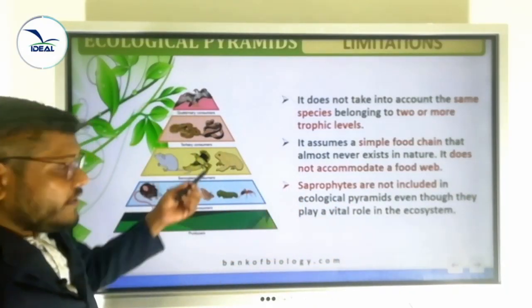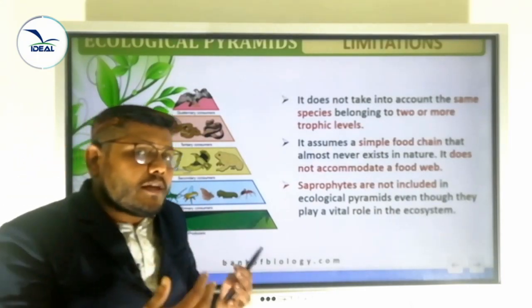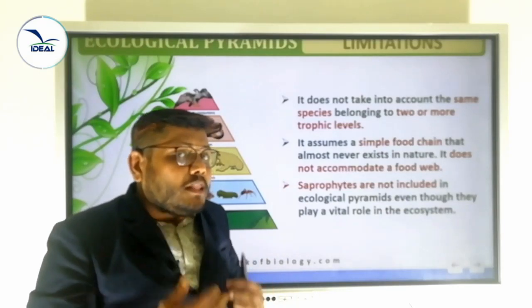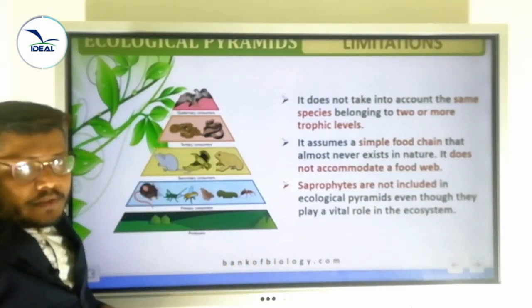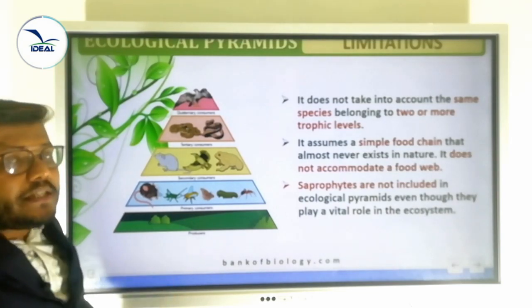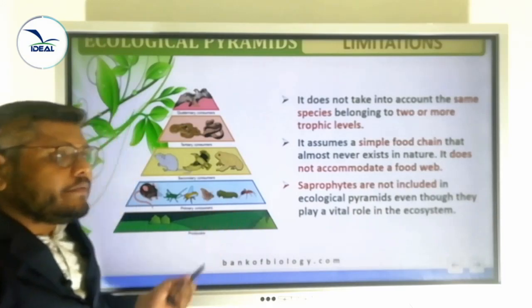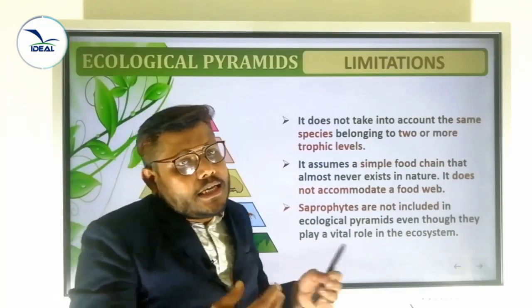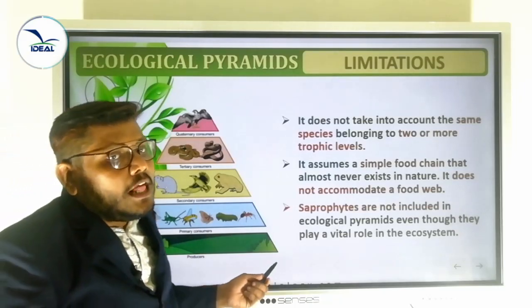Here, the food web, what is it? A network of interconnected food chains is called a food web. The food web cannot be accommodated in the ecological pyramid. Is it clear? That is another one of the limitations. Next, saprophytes are not included in the ecological pyramid. These are the important limitations regarding the ecological pyramid.